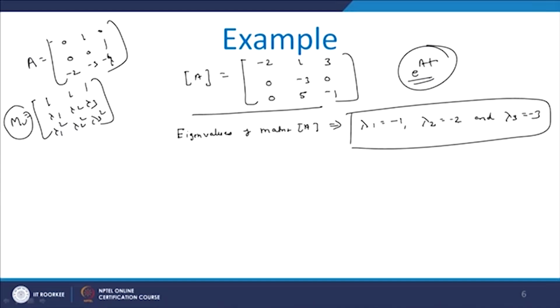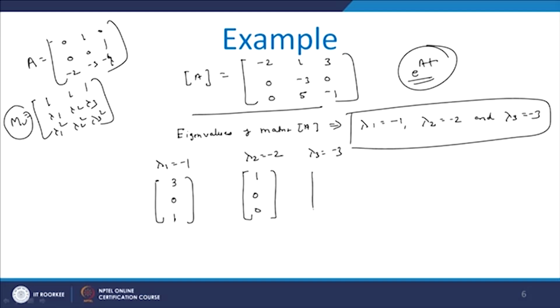So, if you calculate the eigenvectors of this matrix A, the eigenvectors of each eigenvalue, you will get for lambda 1 equals -1, we will get 3 0 1. The eigenvector for lambda 2 equals -2 is 1 0 0. And for lambda 3 equals -3, the eigenvector is -13, -2, and this is 5.